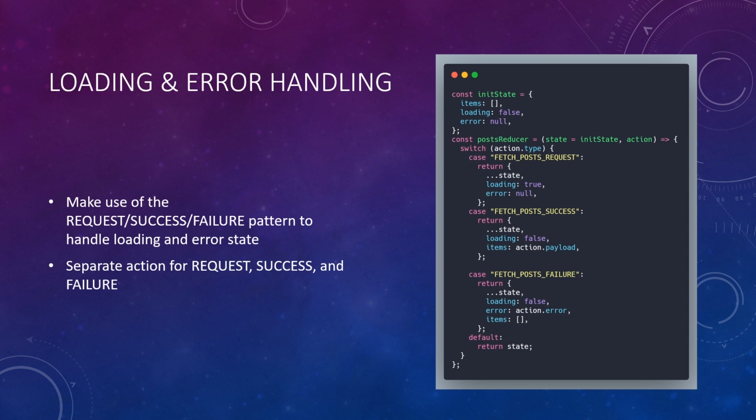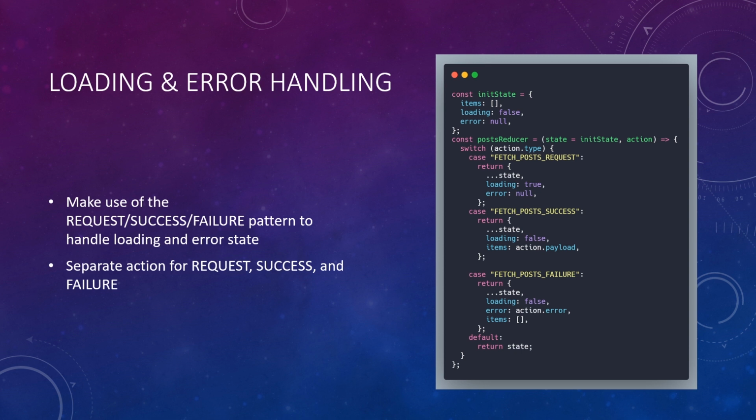And the way we actually make use of this is by employing a specific pattern called the request, success, and failure pattern. And with that pattern, we're actually going to define three different actions. Because right now we just have one action, which is fetch posts. But we now want to break it out into three different actions. We're going to have one called request, one called success, and one called failure.